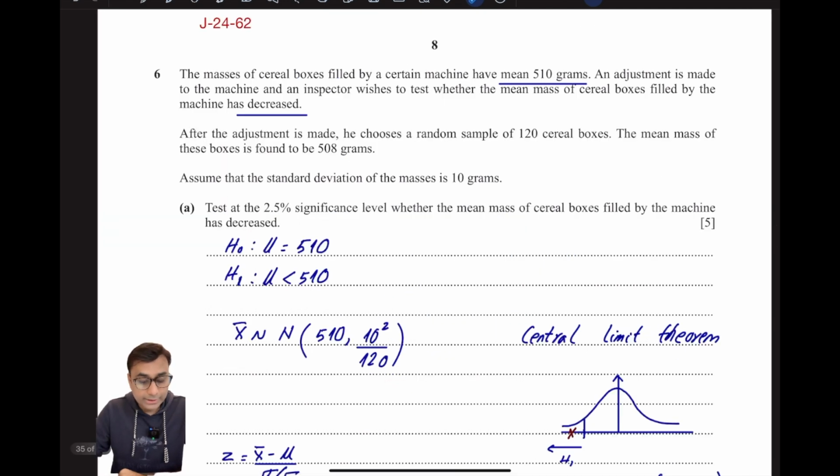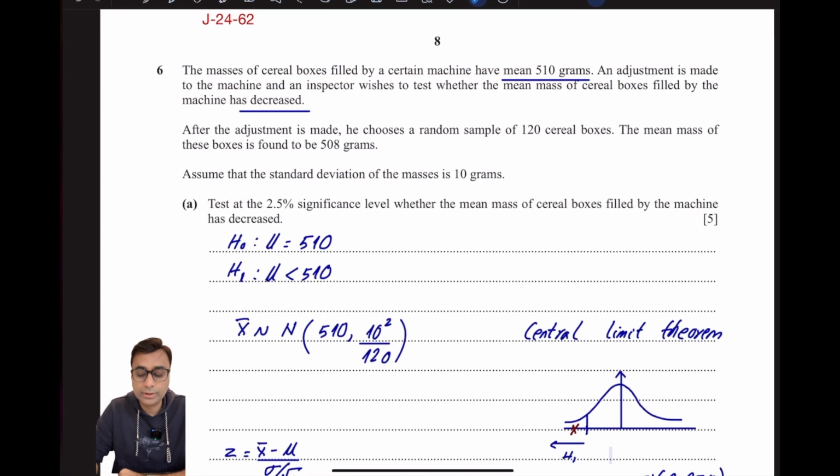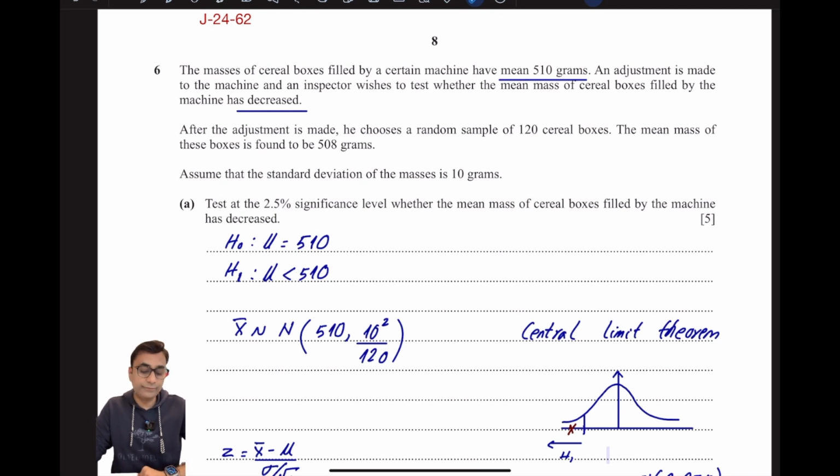Have a look at another example. This is June 24, variant 62. The masses of cereal boxes filled by a certain machine have mean 510 grams. An adjustment is made to the machine, and an inspector wishes to test whether the mean mass of the cereal boxes filled by the machine has decreased.